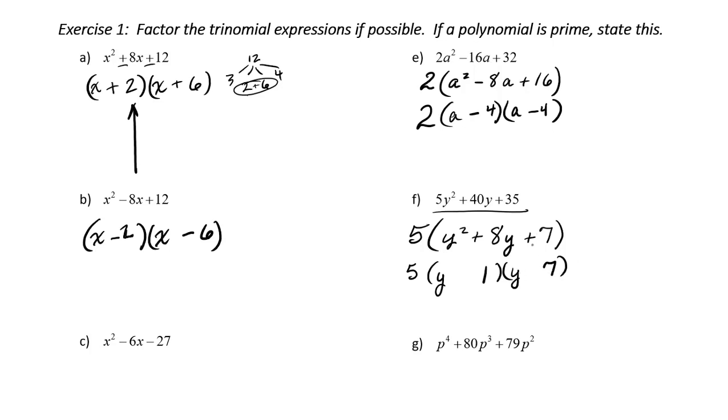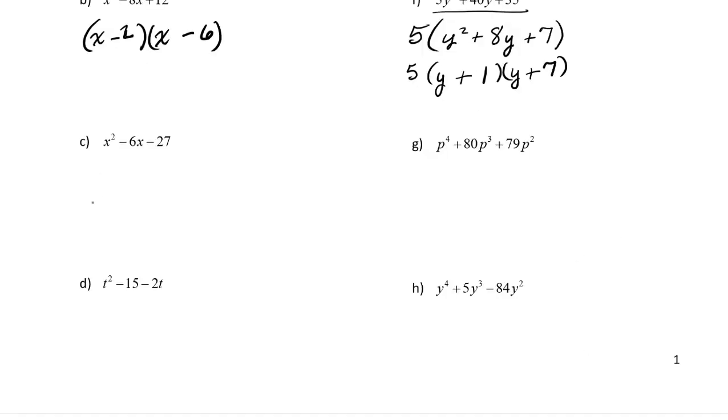Since all three terms are positive, both binomials will have a plus sign in the middle. The next trinomial I need to factor is x squared minus 6x minus 27. I'll set up my parenthesis sets. I have an x and an x to make my x squared, and I need something that multiplies to negative 27 but adds to negative 6.